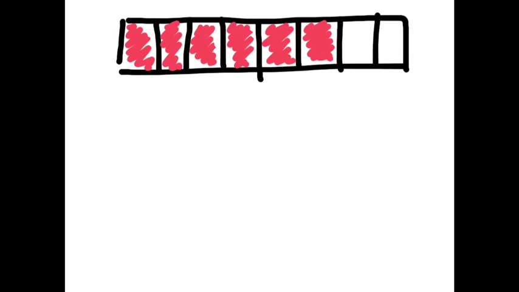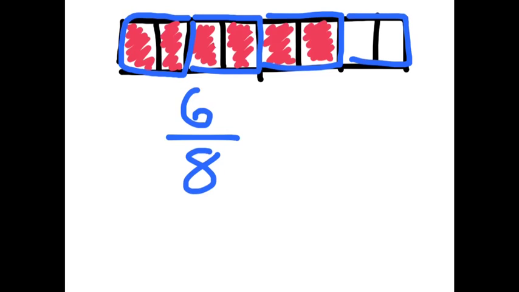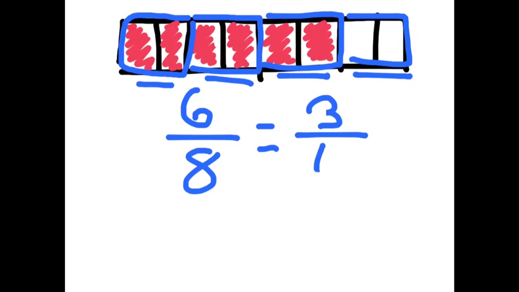Here, let's try an easier one with a visual representation. Hopefully you can look at this and come up with the fraction right away, 6 out of 8. But that is not in simplest form. The simplest form would actually be, if we change this a little bit, equal to 1, 2, 3 red ones out of 4. That's how we would do it visually.